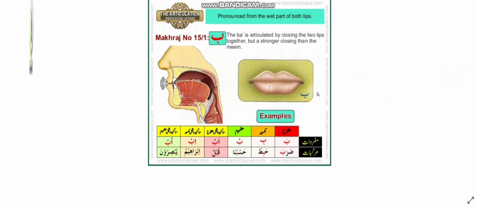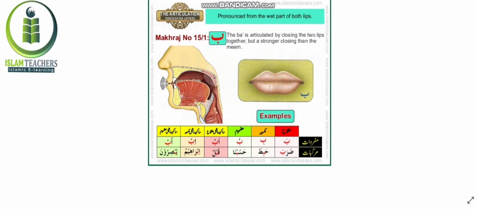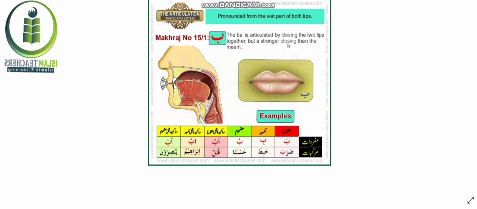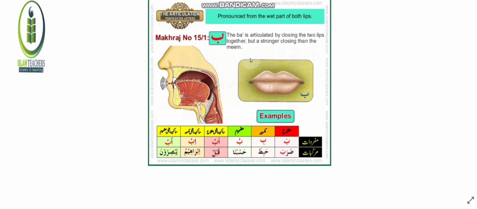And next one is the Fa and Ba. We also call them the letters of the shafawi, the lips letters. Both we pronounce from our both lips. The Ba is articulated by closing the two lips together, but it is a stronger closing than the Mim. Ba, Ba.